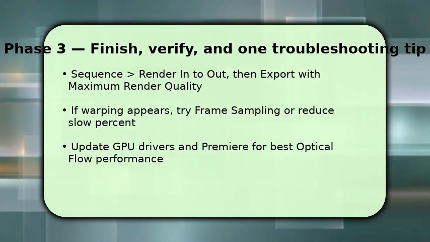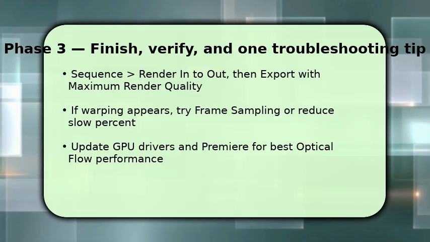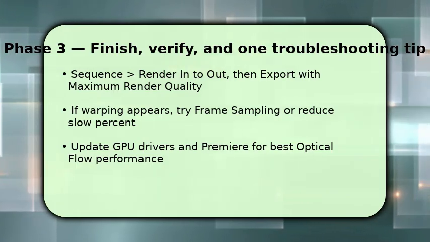If you see warping artifacts or ghosting, make small adjustments. Lower the slow percent, shorten the ramp, or switch to frame sampling for those segments.